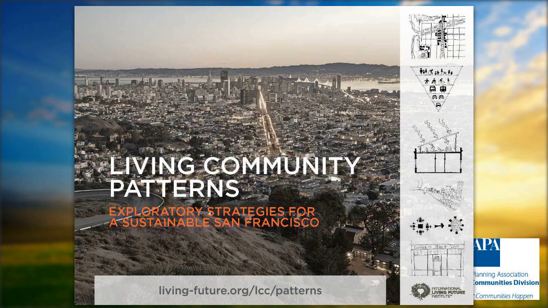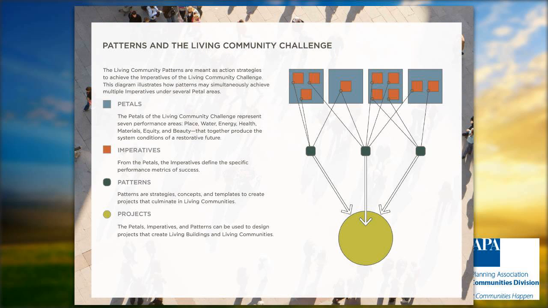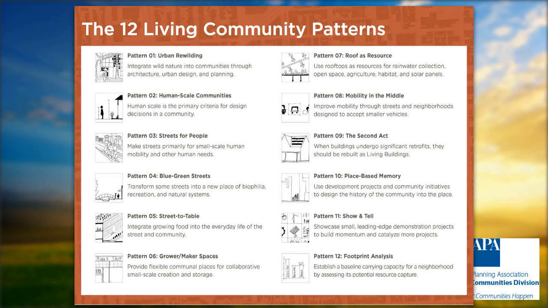The living community patterns are meant as action strategies to achieve the imperatives of the Living Community Challenge. This diagram illustrates how patterns may simultaneously achieve multiple imperatives, the orange boxes, under several petals shown as the blue boxes. There are 12 living community patterns summarized in the San Francisco work that Scott's going to dive into. One of which was the second act.